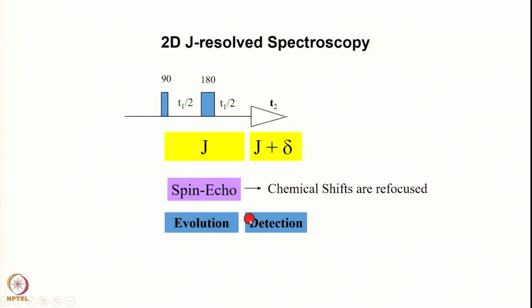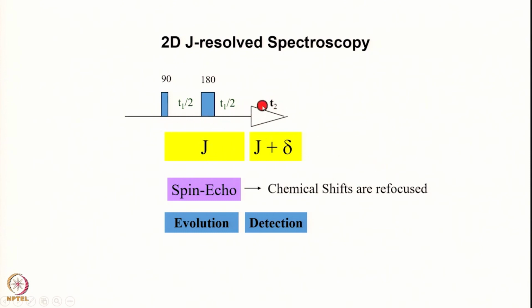And this is my evolution. Therefore, what is the information present during the evolution period, the t1 period? That is J information, so frequencies which describe the J are present. It is like sitting in the center of the line and looking at the 2 transitions A1 and A2, how they are precessing. You sit at the center of one line, let A1 and A2 be the 2 transitions of the A spin, you are sitting in the center because your chemical shifts are refocused. The chemical shift information is not present here anymore.